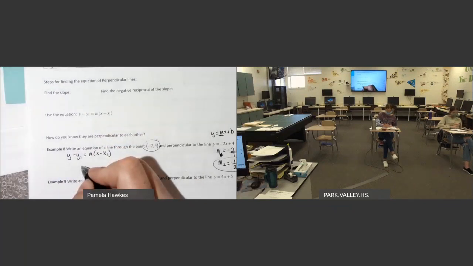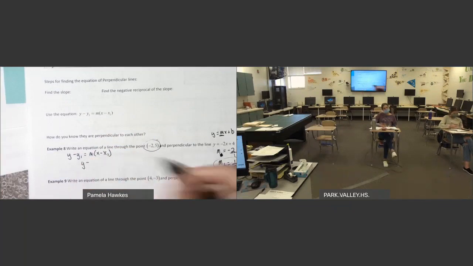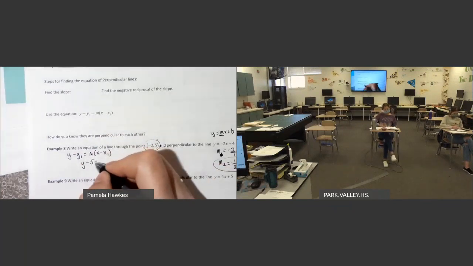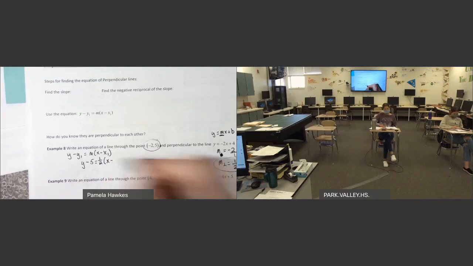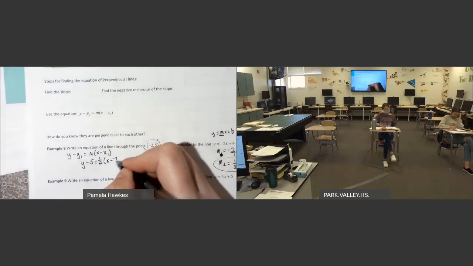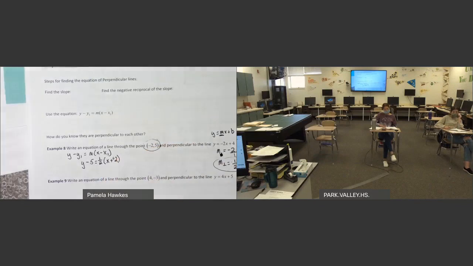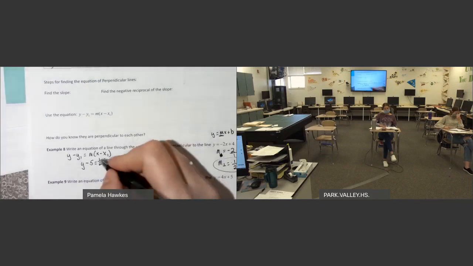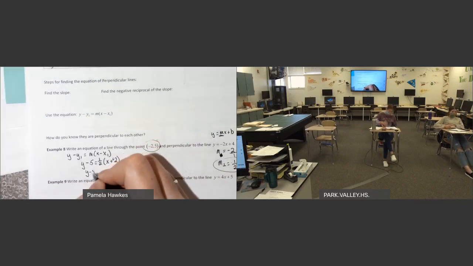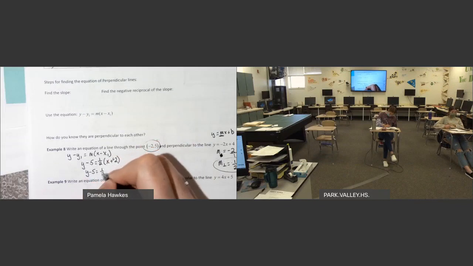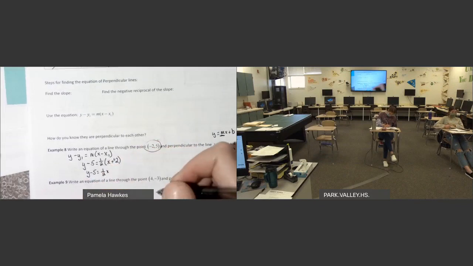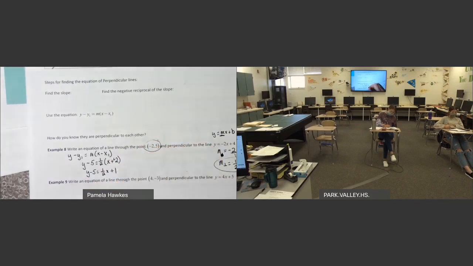So, y minus, keep going, 5 equals 1/2 times x minus -2. Minus a 2 is a positive. From here, what do I do next? Distribute. Very good. So I get y minus 5 equals 1/2 x. What's 1/2 times 2? Plus 1. Now what?